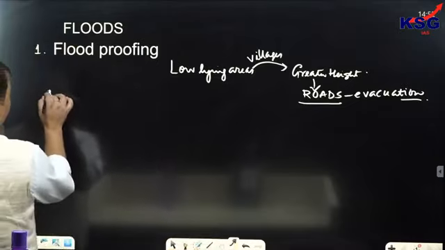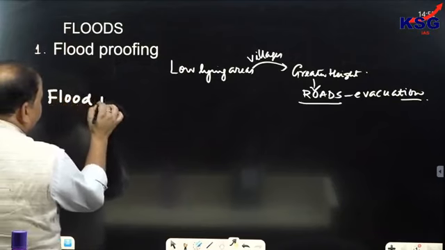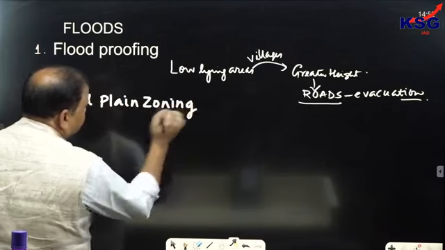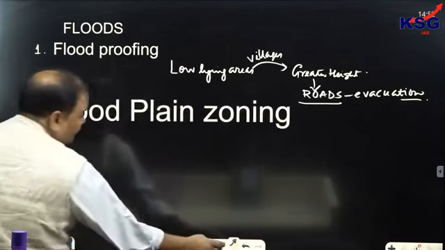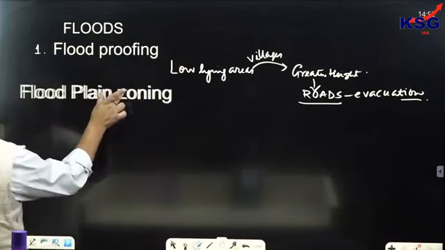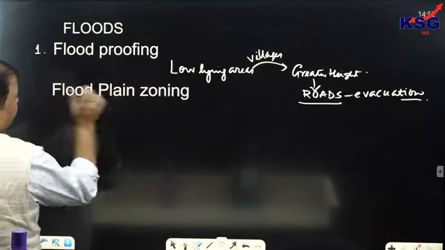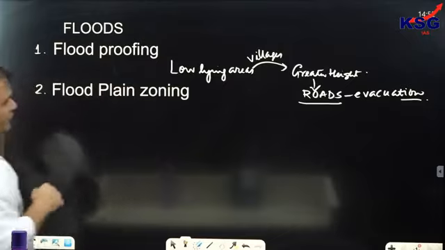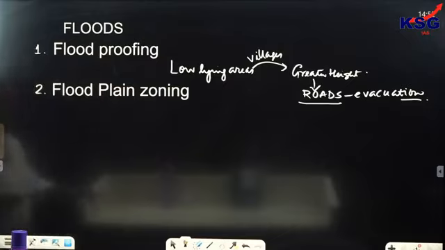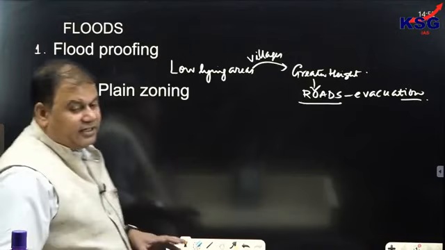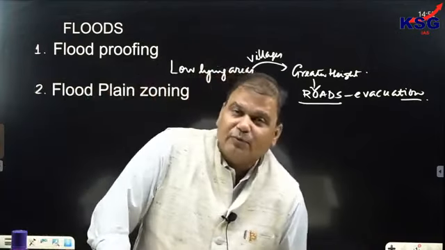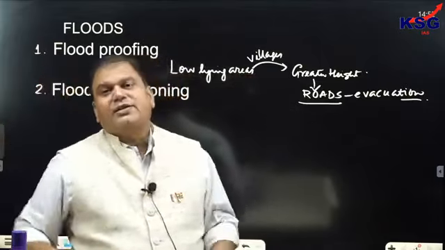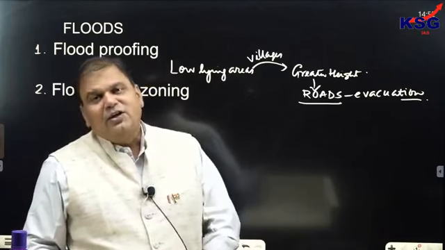It is called floodplain zoning. Now what is floodplain zoning? Floodplain zoning means that the floodplain areas are the exclusive areas of the rivers. So in the floodplain areas, we won't be responsible for establishing any settlements. The floodplain area should be properly demarcated with embankments. Do not allow settlements in these areas. So this would be called floodplain zoning.